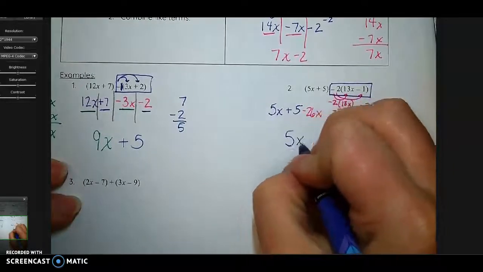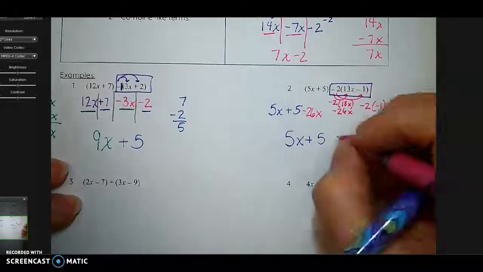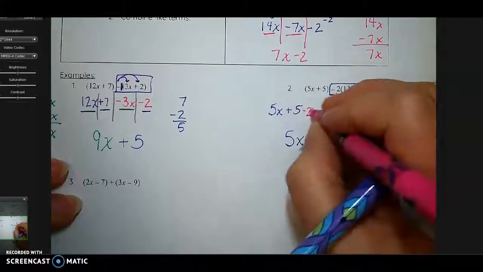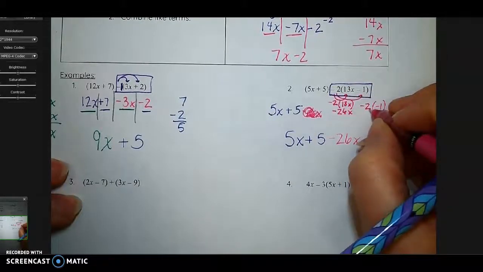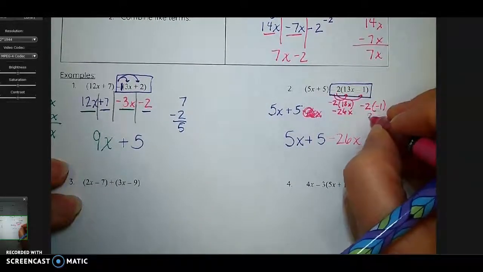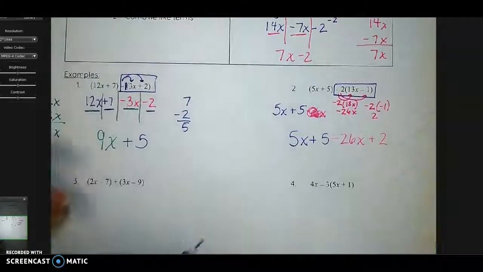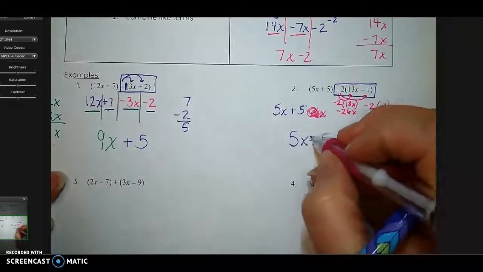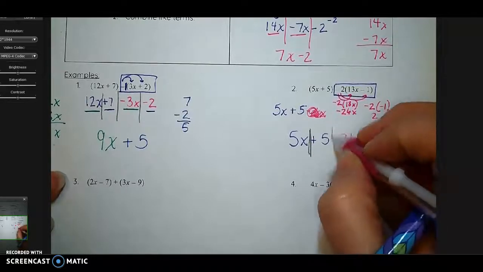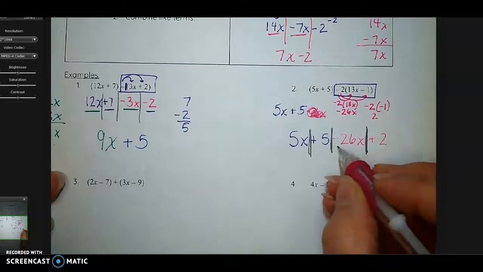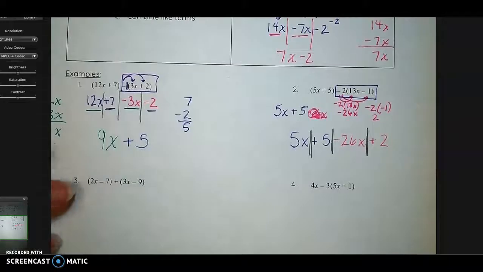So we have 5x plus 5, and then we have minus 26x. And then right here, negative 2 times negative 1 is just going to be 2, so plus 2. I'm going to take my pencil and I'm going to separate these into their terms. And when I do that, make sure that the sign stays with the number.